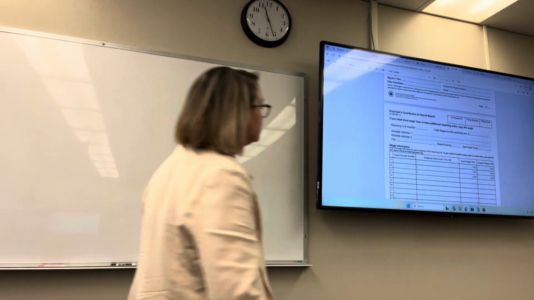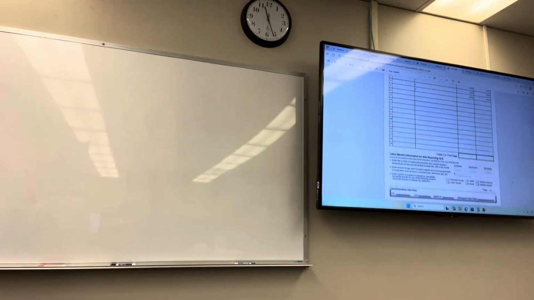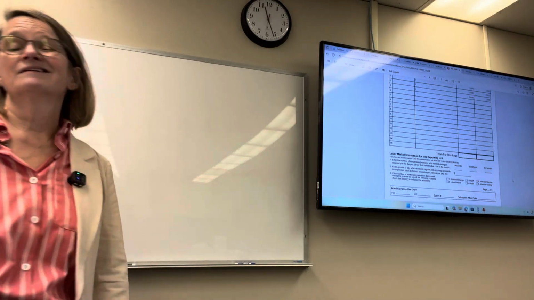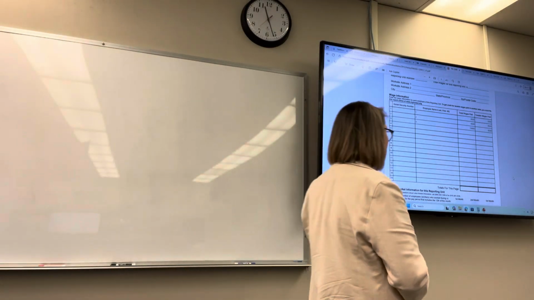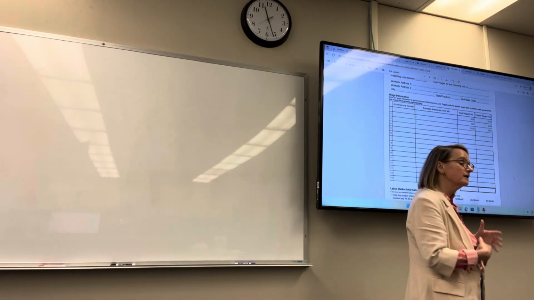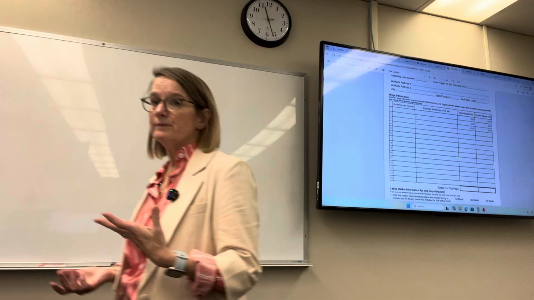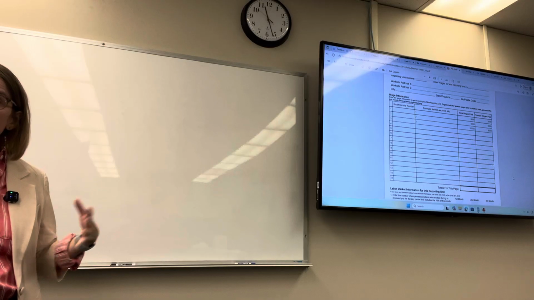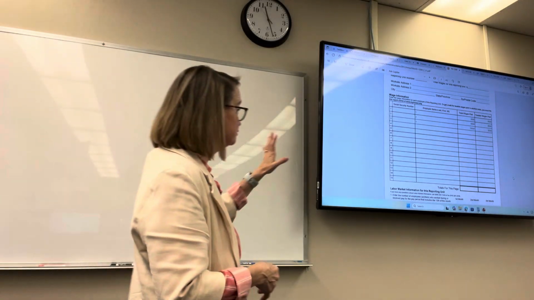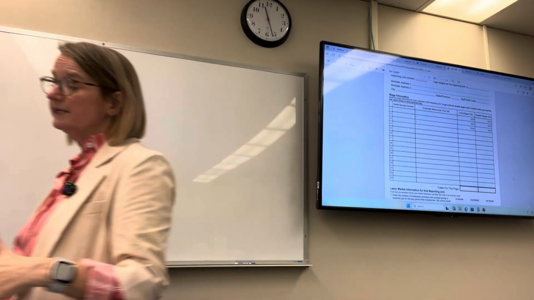Obviously, this has space for 15 employees. Obviously, there are many companies out there that have more than 15 employees. Employers can also upload this information into the unemployment system so that they don't have to enter everybody's name individually. But if you only have a few employees, it's not difficult to just enter all of this information manually.